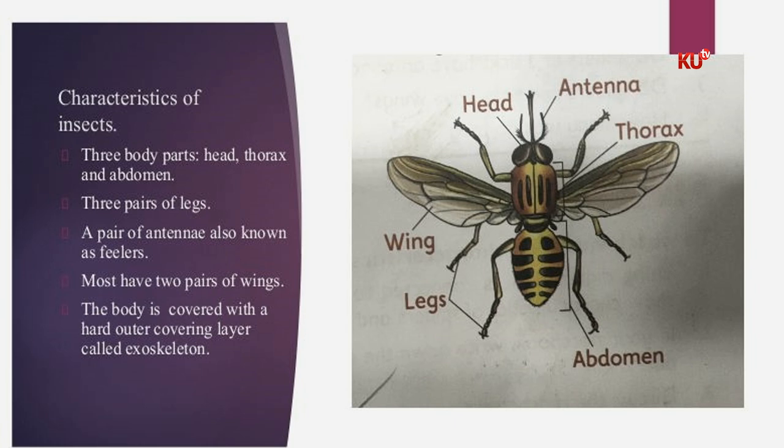Characteristic number 4, most insects, and remember I'm saying most, not all. Most insects have 2 pairs of wings. Remember, for the legs it was 3 pairs, but for the wings it is 2 pairs of wings, meaning 4 wings. 2 wings on one side, 2 wings on the other side. So most insects have 2 pairs of wings, and not all.